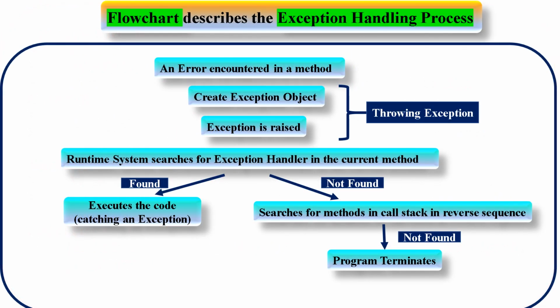Now, you can see the flowchart describing the exception handling process. First, an error is encountered in a method. Exception object is created. Exception is raised. This is throwing an exception. Then the runtime system searches for an exception handler in the current method. If found, it executes the code, that is, catching an exception. If not found, it searches the methods in the call stack in reverse sequence. Finally, if not found, the program terminates. That is the end of program execution. These are the steps of handling exceptions.